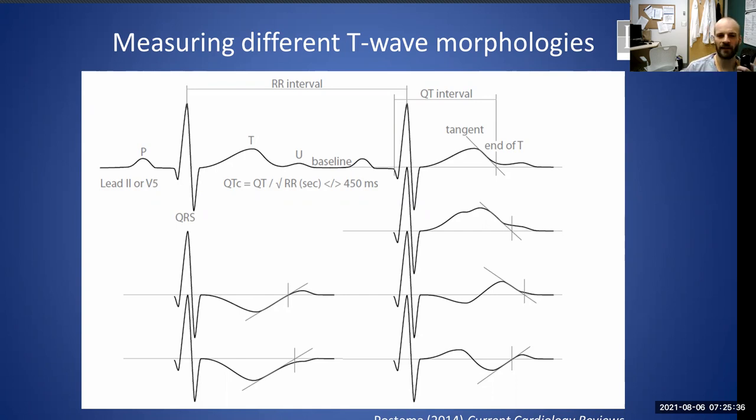So if that's the case, how do you go about comparing the QT interval between someone who's got a heart rate of 60 and someone who's got a heart rate of 90? The way you do that is by using the QTc, or the corrected QT interval. The QT interval corrected for heart rate.